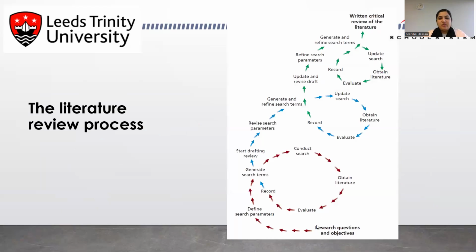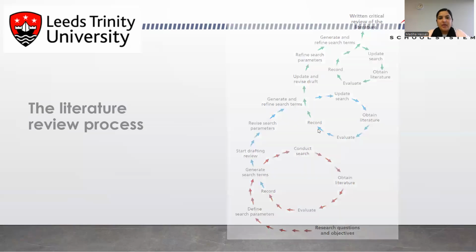As you can see, the literature review process starts from research questions and objectives, and it ends up in a written and critical review. You define parameters, generate terms, conduct research, obtain literature records, and repeat until you reach the drafting stage. Then revise search parameters, update your research record, and revise until you reach the critical review of the literature.